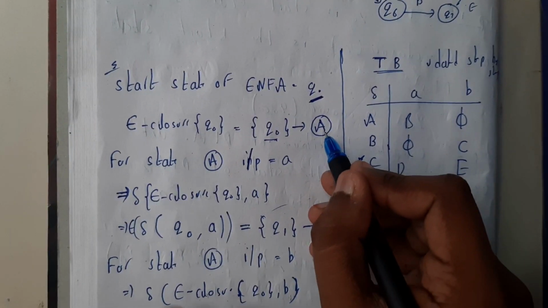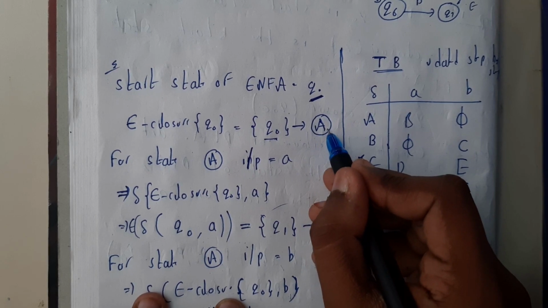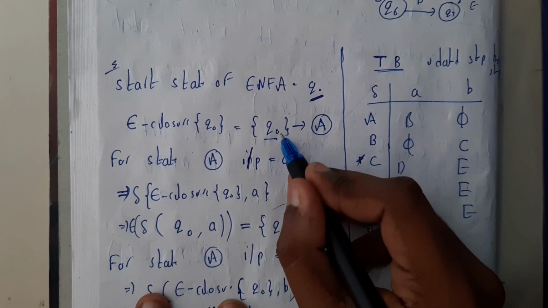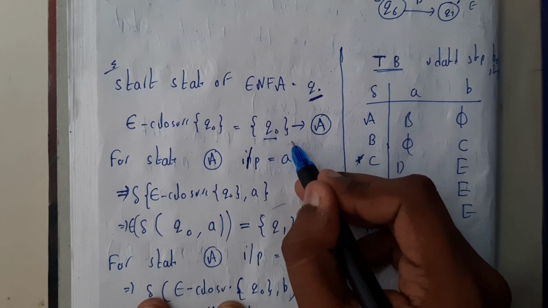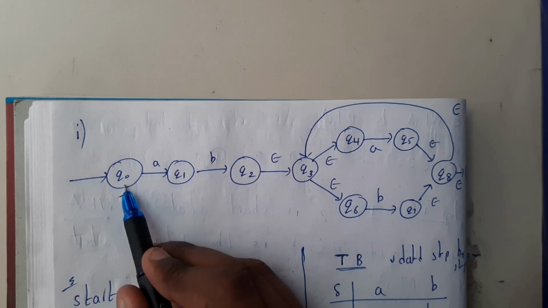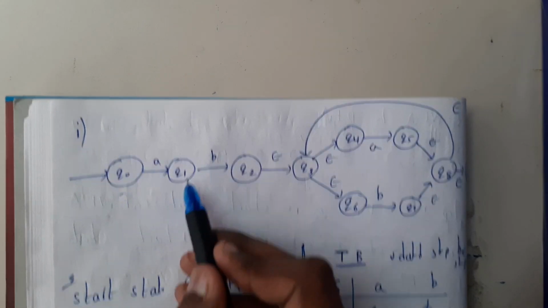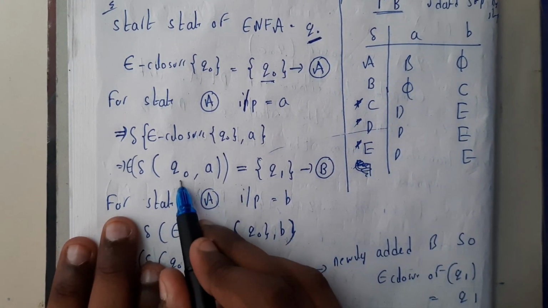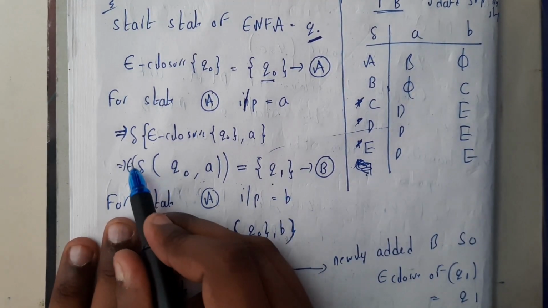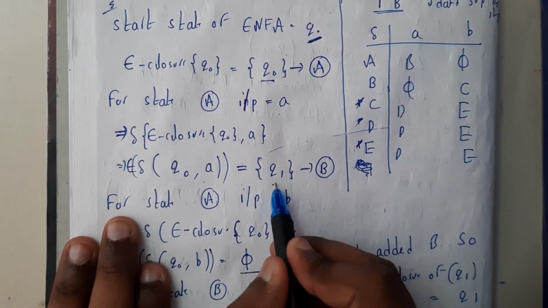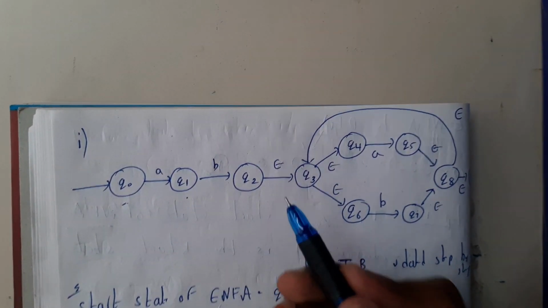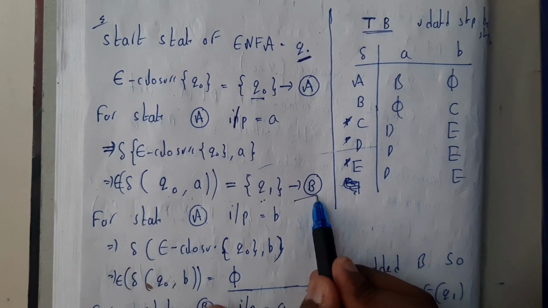Fine. So now from state A, what is state A? It is nothing but Q0. So from state Q0, we will be traveling with the input a. From state Q0, with input a, you can go to Q1. So Q0 on a is equal to Q1. Now we will be applying epsilon closure for this result. Epsilon closure of Q1. Luckily, again there is no transition. So now this will become B.